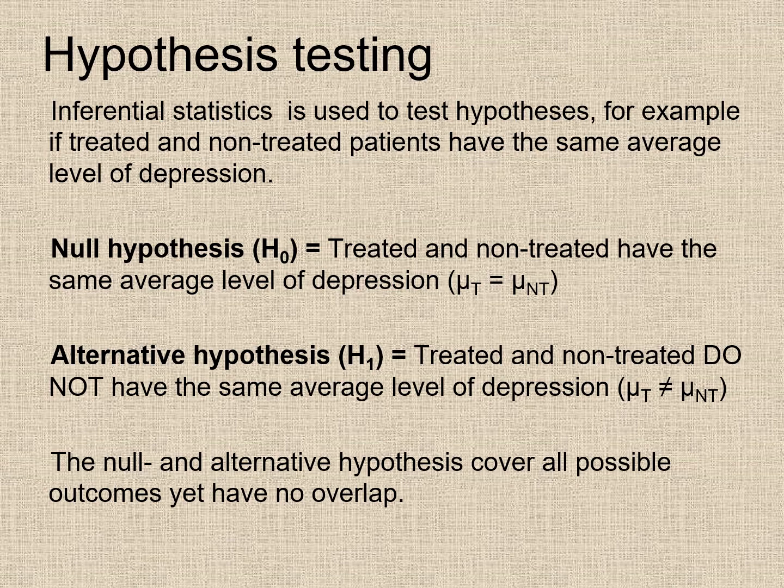As an example, say we have a treatment study, with one group of treated individuals and a control group of non-treated patients, and we measure the level of depression after they have received, respectively not received, treatment. The null hypothesis in this case would be that treated and non-treated have the same average level of depression. So the population mean of treated equals the population mean of non-treated.